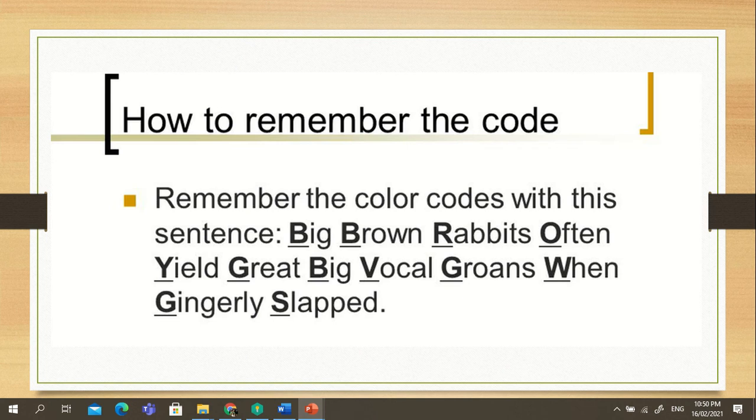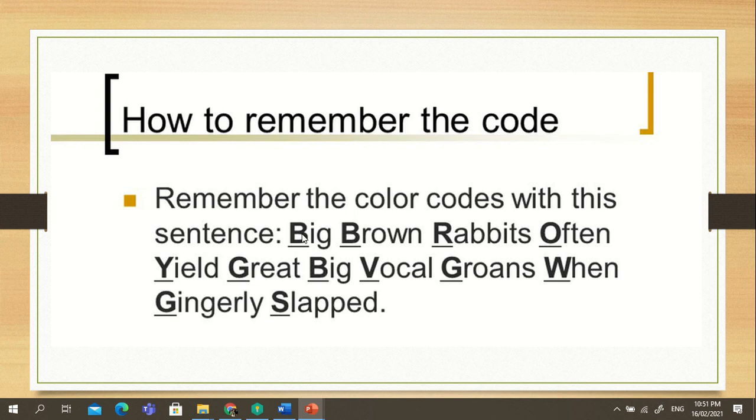Now, how to remember the code? Remembering the code means that each color has a corresponding number. This is the technique to remember the values of the corresponding colors. Remember the color code with this sentence: Big brown rabbits often yield great big vocal groans when gingerly slapped.